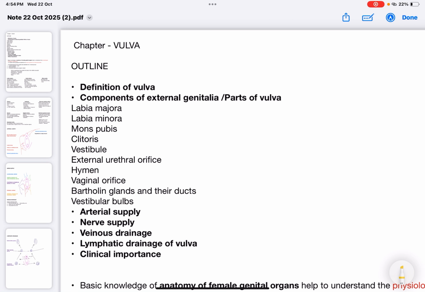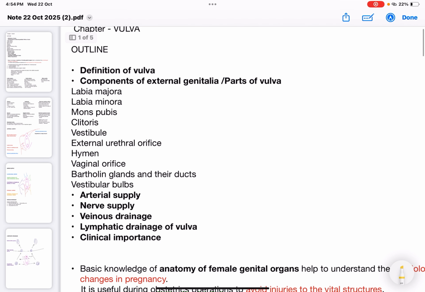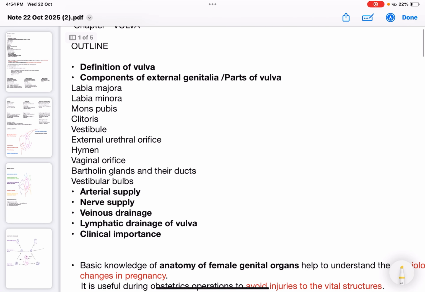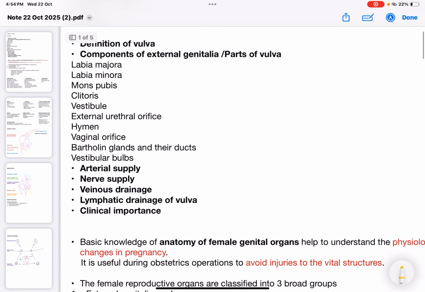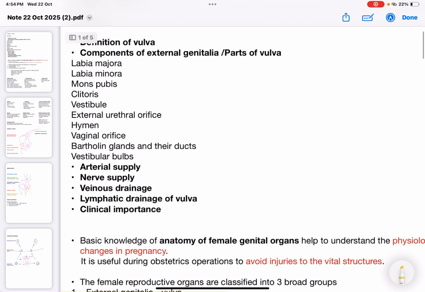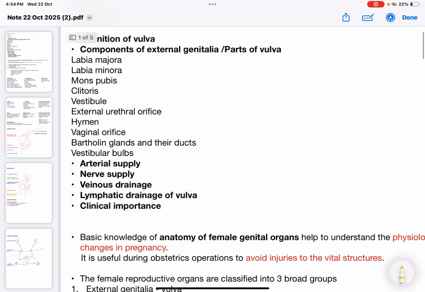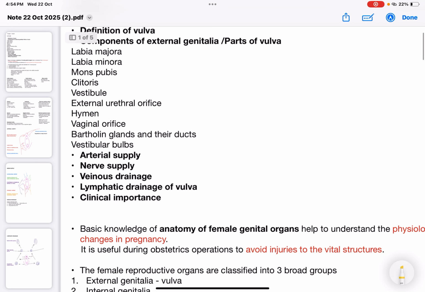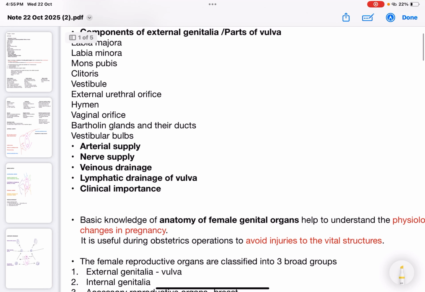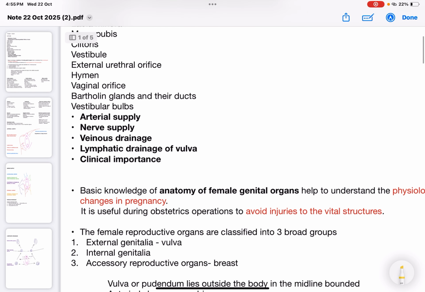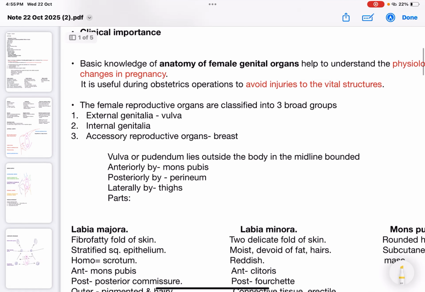Outline of this chapter will be definition, components of external genitalia which are labia majora, minora, mons pubis, clitoris, vestibule, external urethral orifice, hymen, vaginal orifice, Bartholin glands and their ducts, vestibular bulbs, arterial supply, nerve supply, venous drainage, lymphatic drainage of vulva, and last clinical importance.